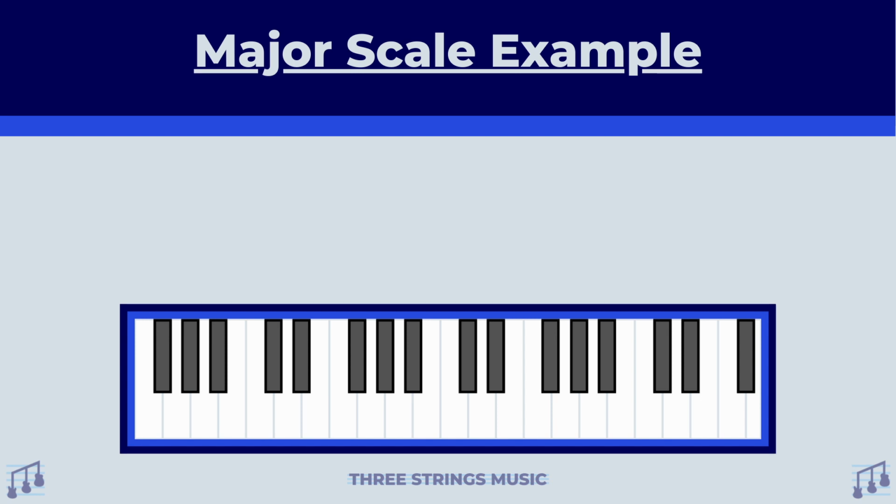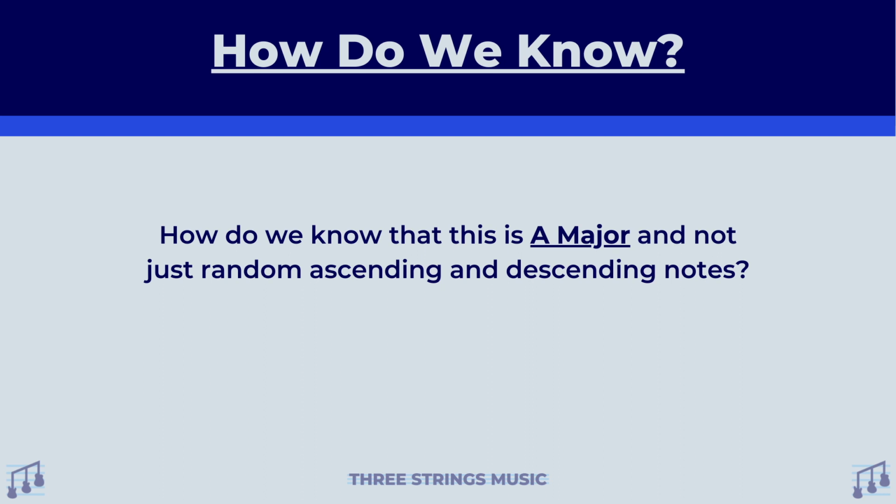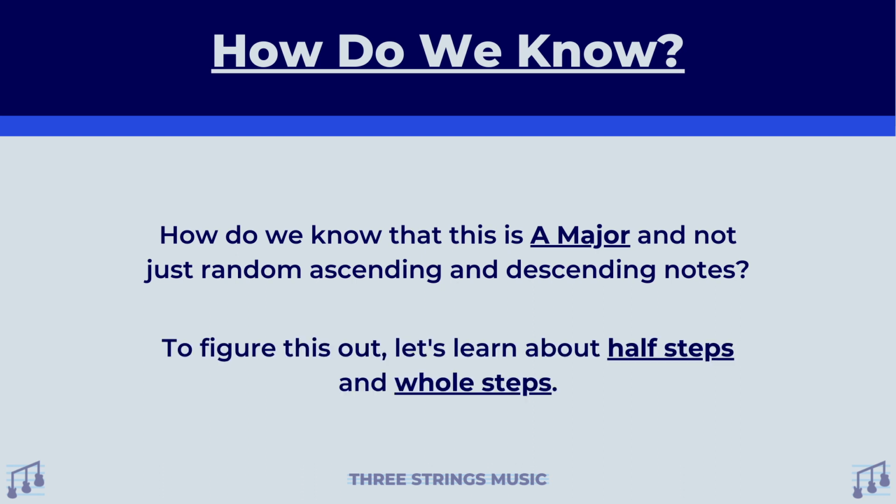So that's all well and good, but how do we know? How do we know that this is indeed A major and not just random ascending and descending notes that sound nice together? Well, to figure this out, we need to learn about half steps and whole steps.